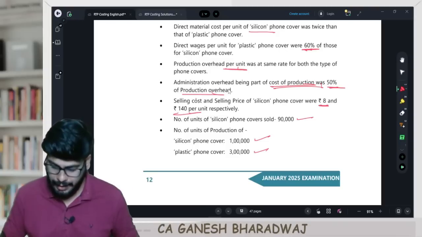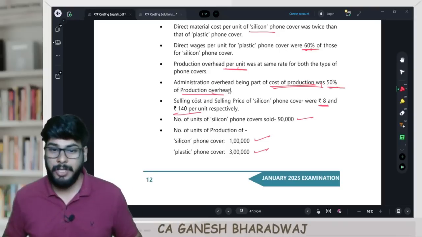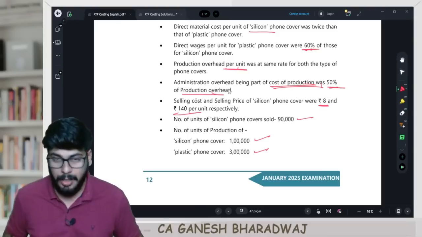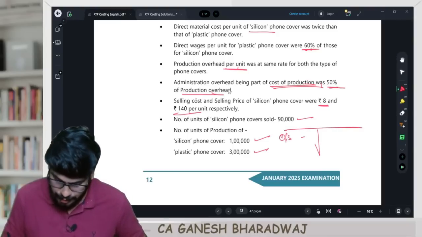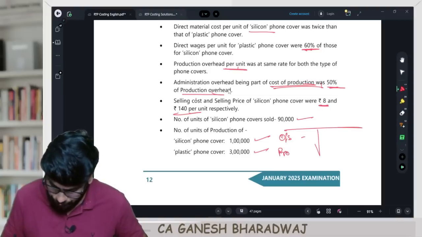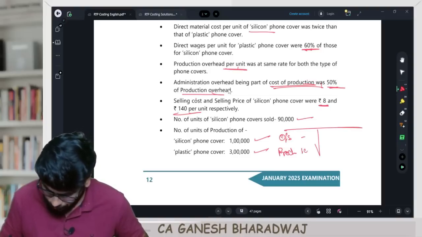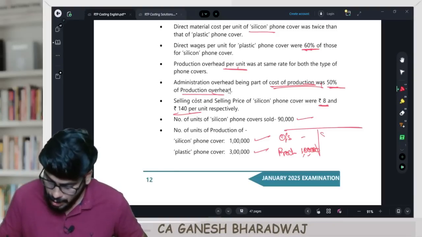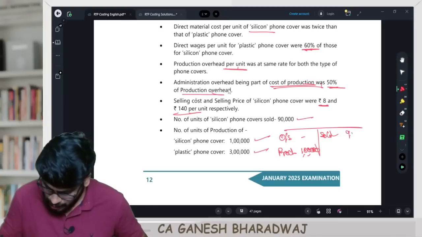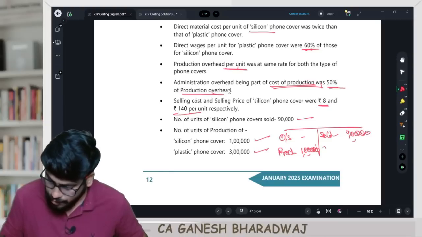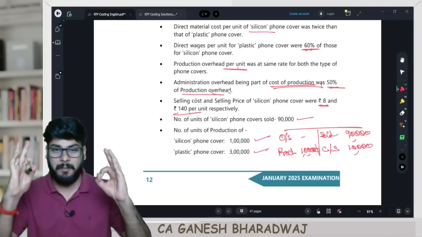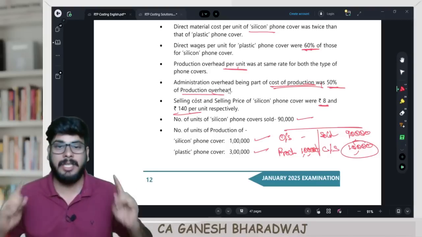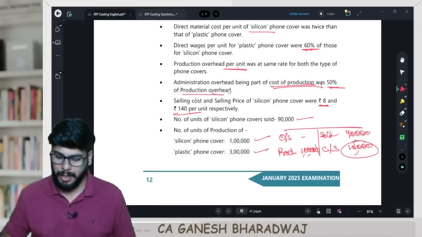Now have one thing in your mind. Is there any opening stock of FG for silicone? No, right? But how many units have been produced? So opening stock, nothing is there. Current year production, if you see, they have produced silicone phone cover 1 lakh units. Out of this, how many units have been sold? 90,000 units have been sold, which means 10,000 units are lying in closing stock. Please be very, very clear. This is something that you need to have in your mind before you even begin this question.